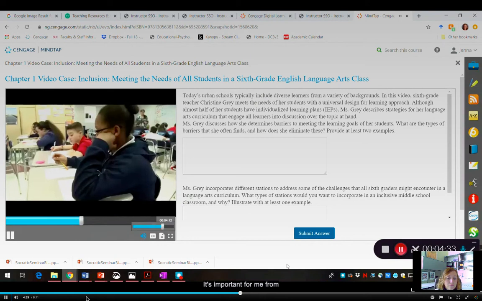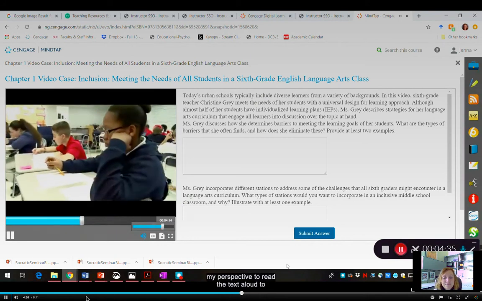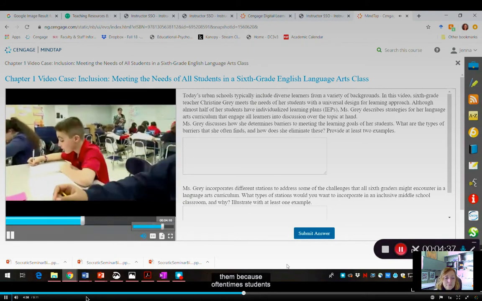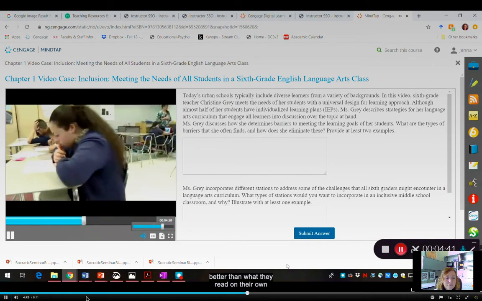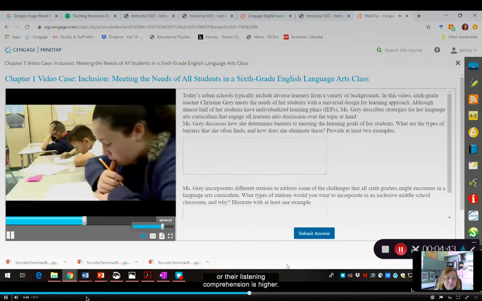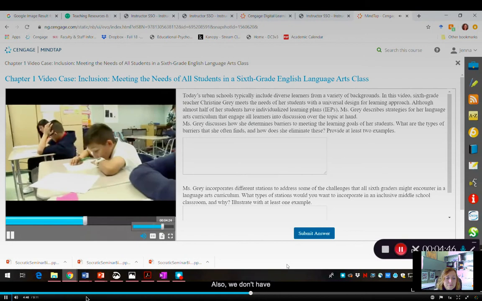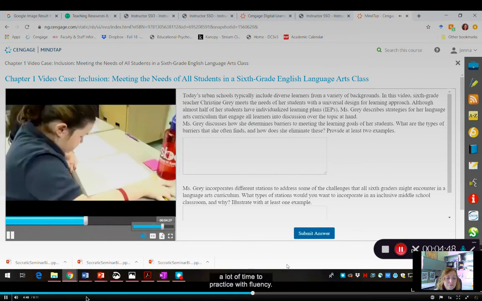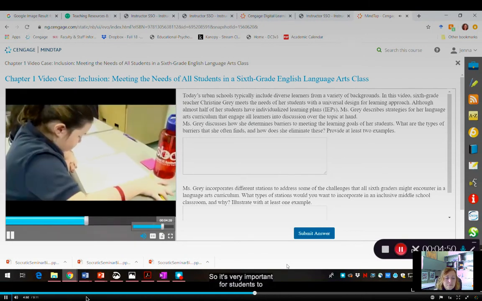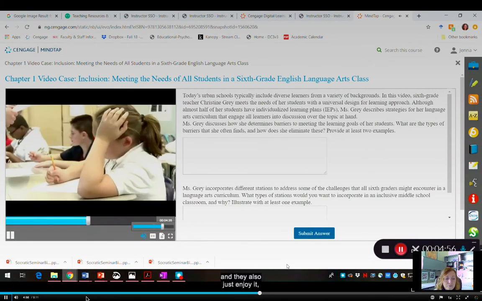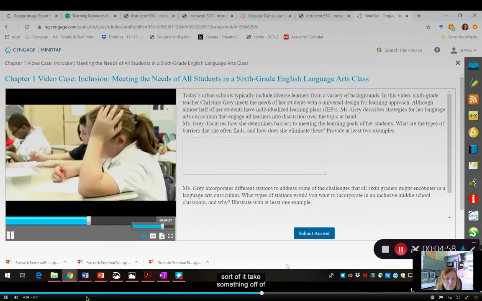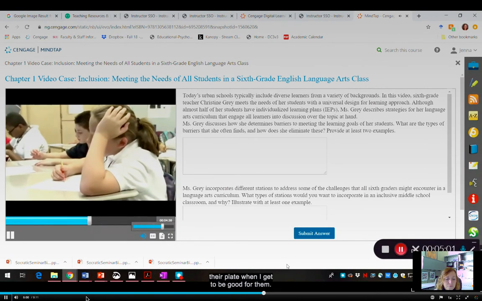It's important for me, from my perspective, to read the text aloud to them because oftentimes students can comprehend what they hear much better than what they read on their own, or their listening comprehension is higher. Also, we don't have a lot of time to practice fluency, so it's very important for students to hear a fluent model reader. So that was another reason why we read it, and they also just enjoy it. It takes something off of their plate when I get to read it for them.